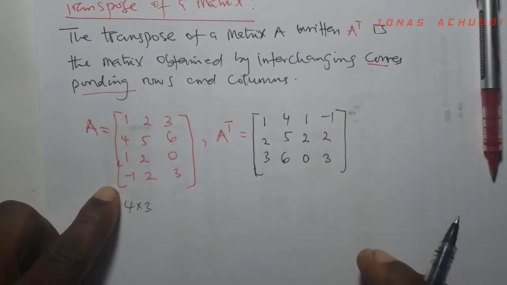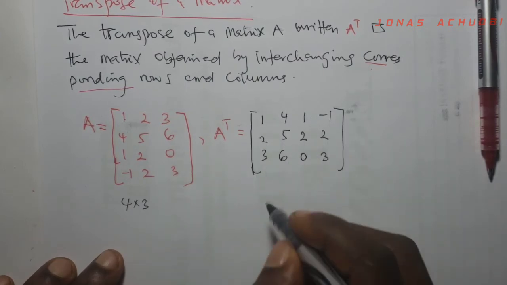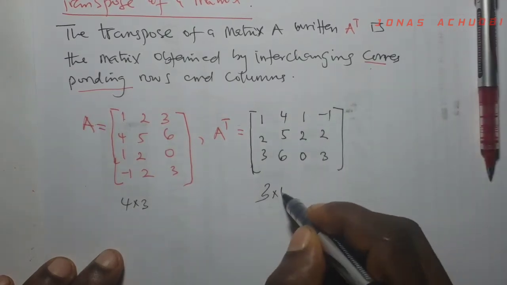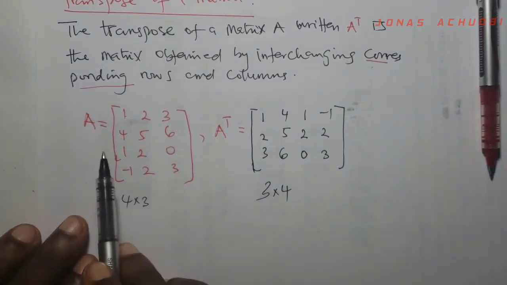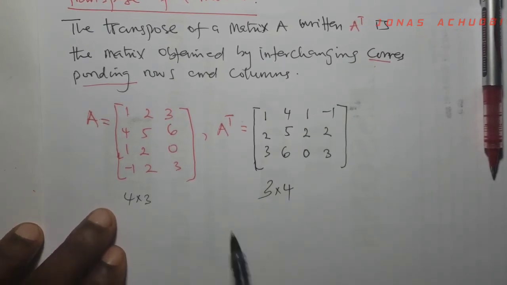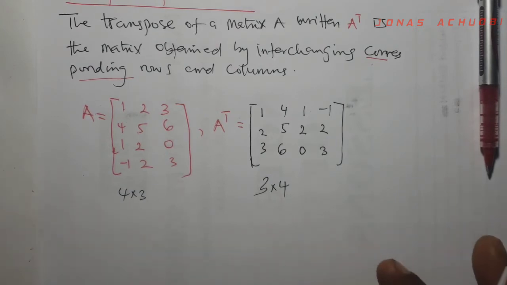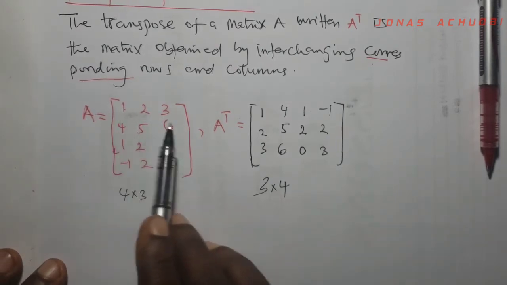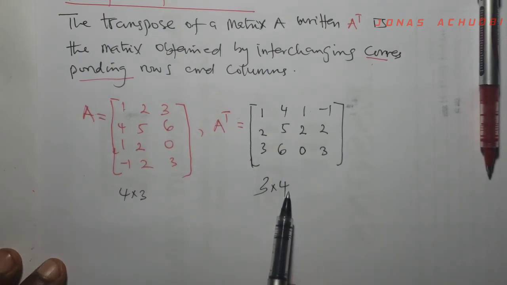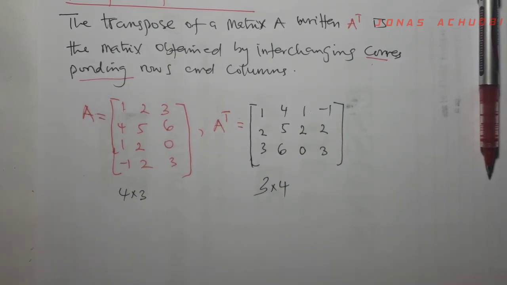What then is the order of the transpose? Let's see. 3 rows, by how many columns? 1, 2, 3, 4. 4 columns. So matrix A is a 4 by 3 matrix, while the transpose is a 3 by 4 matrix. And this is obvious because we have swapped the number of rows to become the number of columns. So if matrix A has 4 rows, its transpose will have what? 4 columns. And if A has 3 columns, the transpose will have what? 3 rows. I guess that's easy enough.